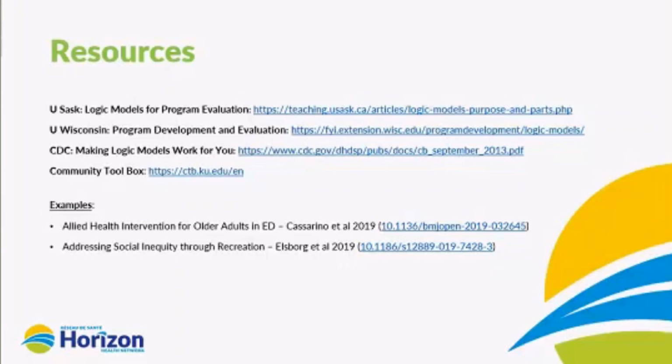And two papers here, if you want to take a look at in-practice uses of program evaluation and logic modeling. One was a clinical trial of how they used allied health professionals for older adults in the ED. And another was addressing social inequity through sports-based recreation. Again, these are applied health research topics where you can get a sense of what you might incorporate into your own work as well.